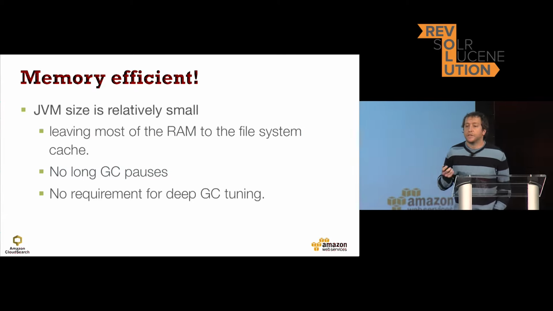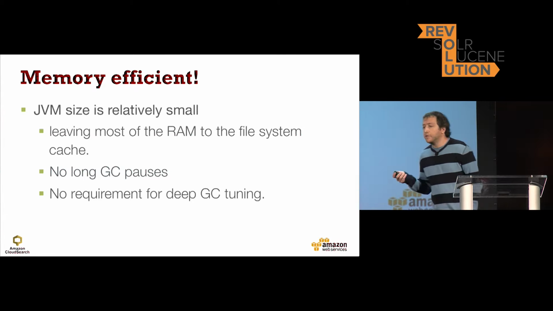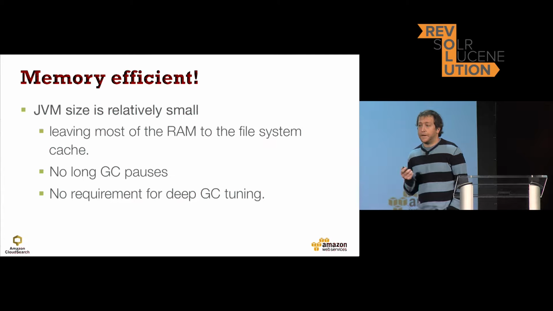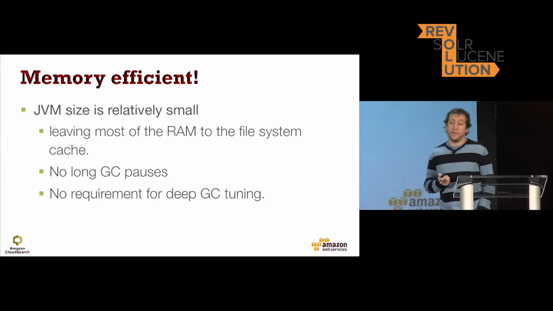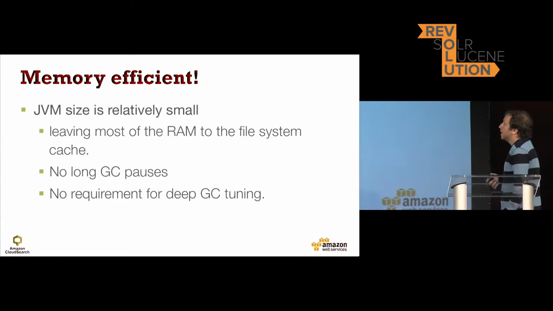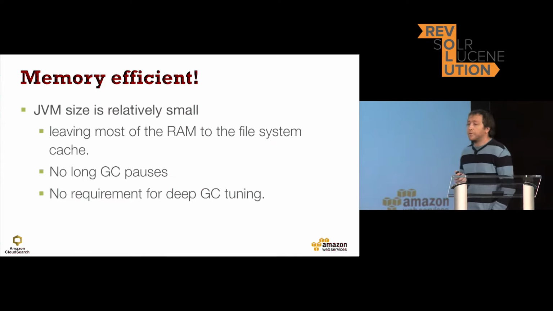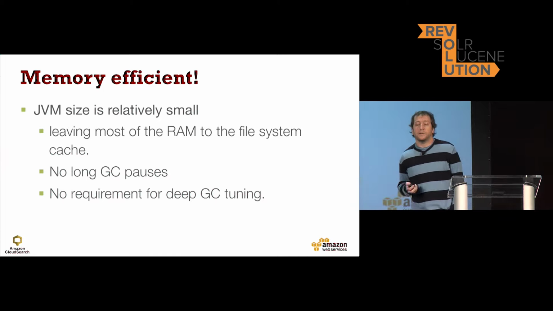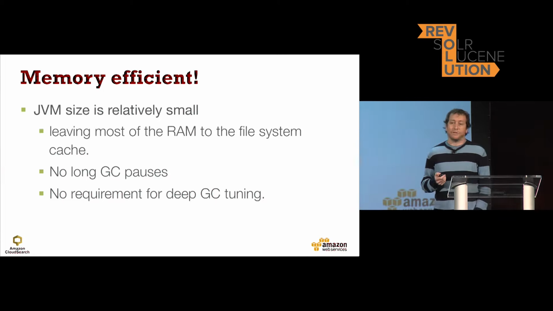The heap size is relatively small. We rarely use more than 4 gigabytes for the JVM memory. So this allows us to leave most of the RAM to the file system cache, and it doesn't give us problems with the garbage collector, or require us to do a lot of tuning of the garbage collector.